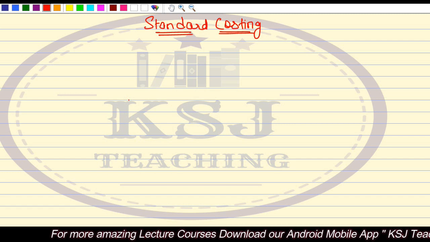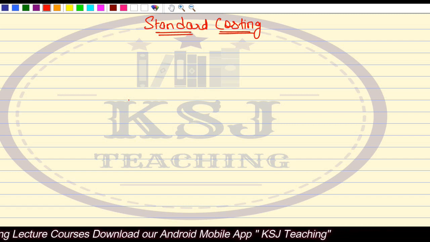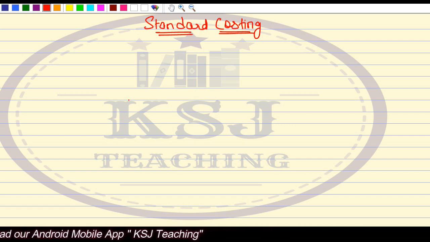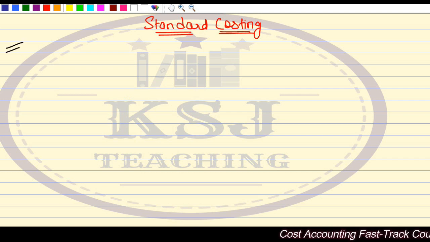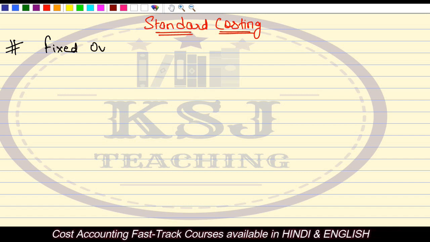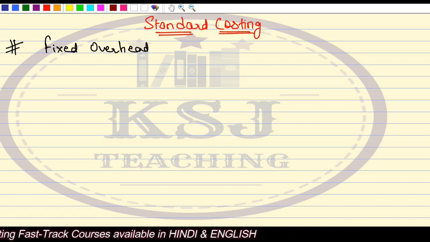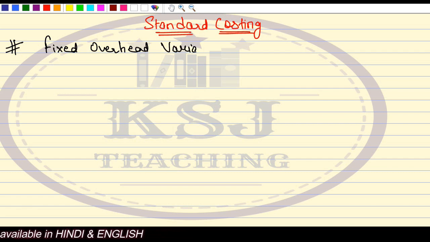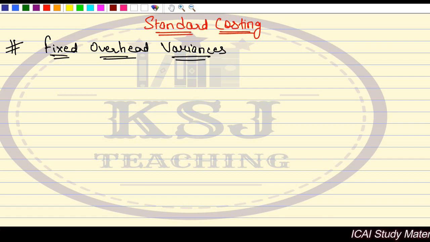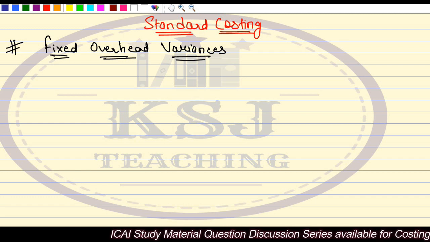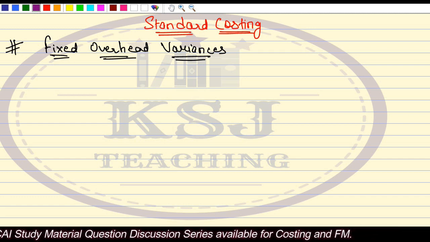Okay. So now let's continue with standard costing. In standard costing, we have covered material variances, we have covered labor variances, and in the last lecture, we covered variable overhead variances also, right? So in this lecture, we are going to start with fixed overhead variances. Now, these are a little bit technical, I will say, not that difficult. Not at all that difficult, a little bit technical, the fixed overhead variances. So listen to these variances very carefully, right?